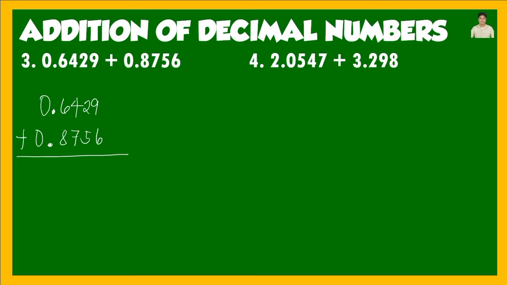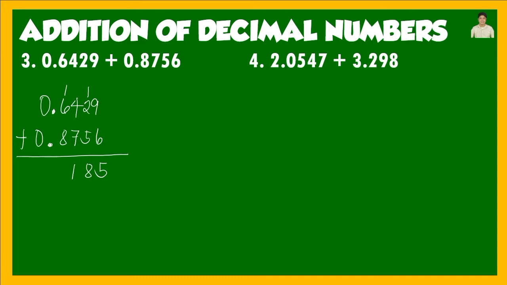9 plus 6, we have 15. So, sulat lang natin 5. And then, regroup natin yung 1. 2 plus 5, we have 7. Plus 1, 8. Ayan. Next, wala tayong i-regroup. 4 plus 7 is 11. So, regroup natin yung 1. So, yung last digit, sulat natin 1. And then, i-regroup natin yung first digit na 1.